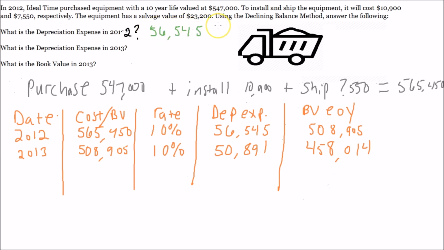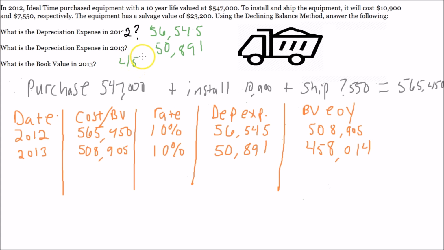Now depreciation expense in 2013, well, just do the same thing. Reference the chart, move over, depreciation expense 50,891. Go ahead and plug that in. And then lastly, it's asking what's the book value at the end of 2013? Well, 2013 is here. Book value at the end of the year, 458,014.